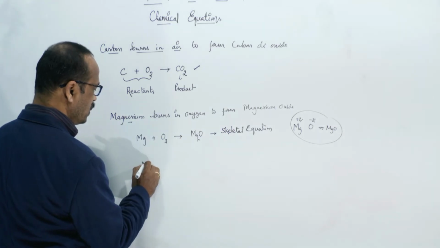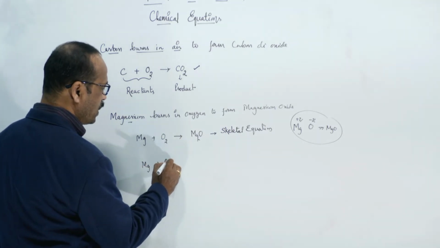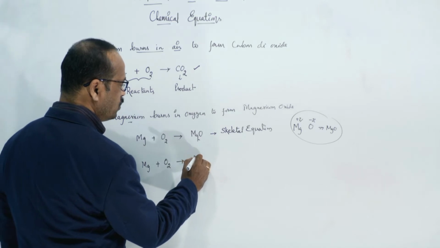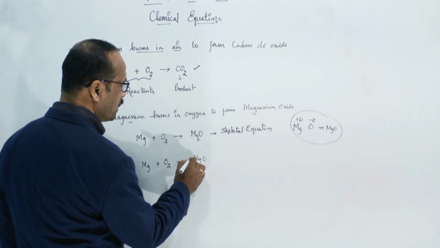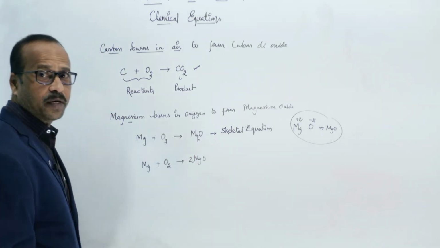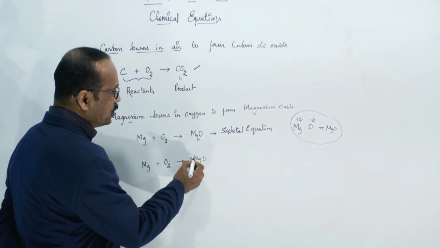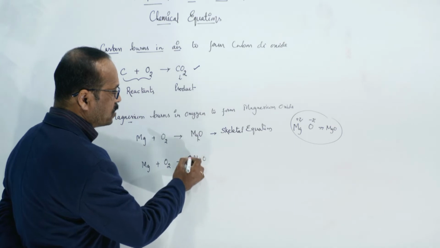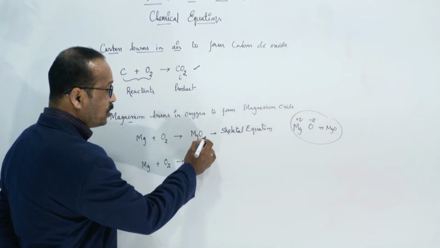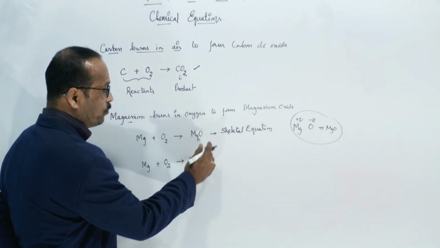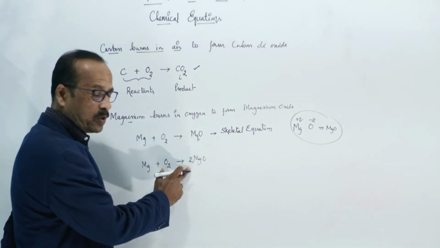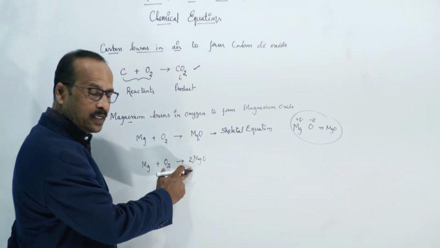So here I'll write Mg plus O2. Here MgO is there, but what I'm doing is writing 2 here. Why? Because there are 2 oxygens there, so I want 2 oxygens here. That's why I'm writing 2 here. I should not write 2 here. You should always write it in front of the compound only. Clear to you?